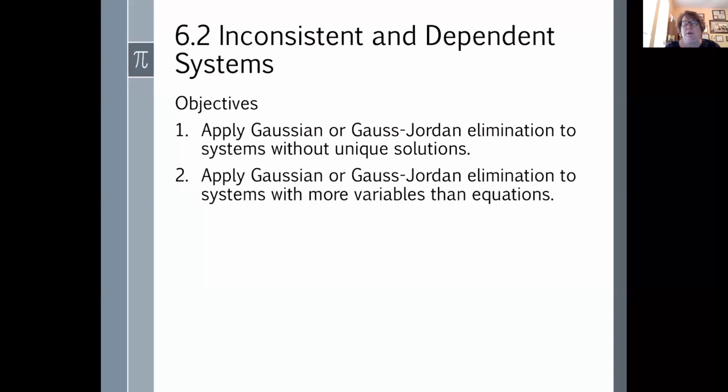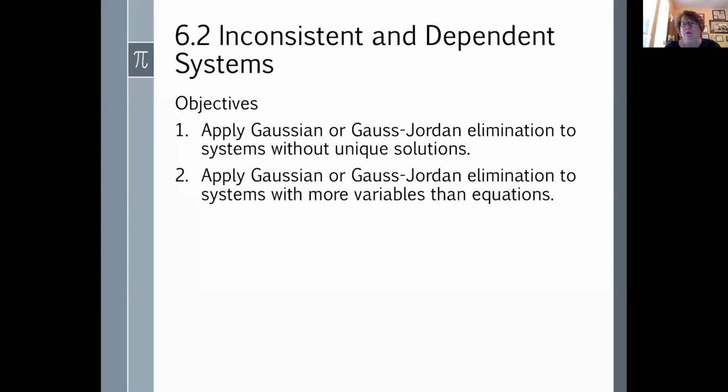In section 6.2, we're going to look at what happens when we're solving a system of equations using Gaussian or Gauss-Jordan elimination, and either there isn't a solution or there are an infinite number of solutions. So number one, apply Gaussian or Gauss-Jordan elimination to systems without unique solutions. Either there isn't a solution or there are an infinite number of solutions.